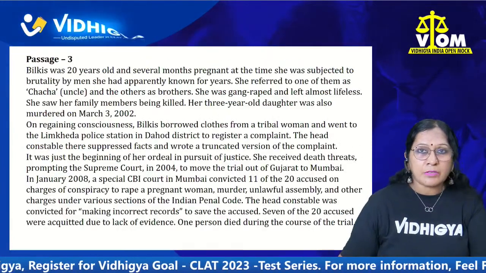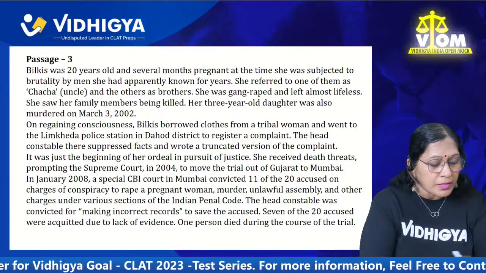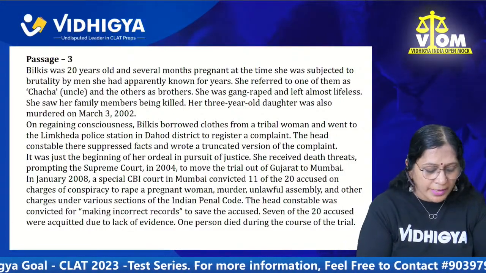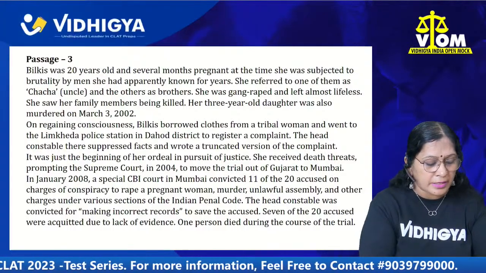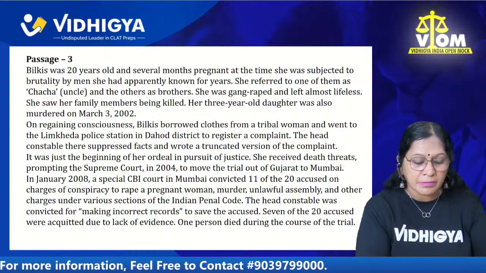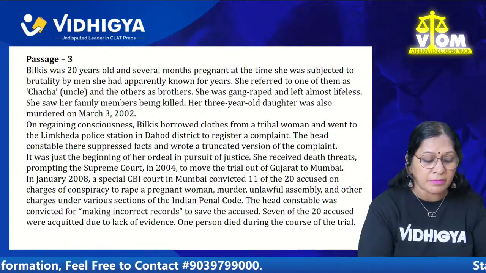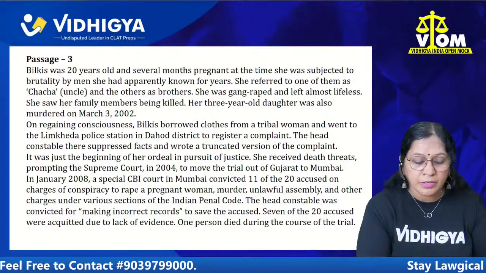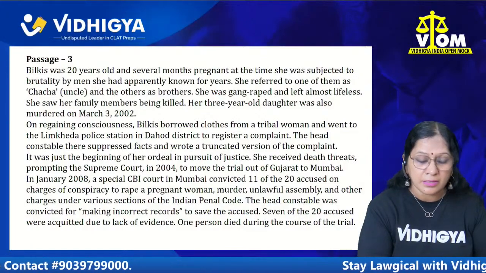Come on. Now coming to the third passage. When we see you have dates and all this, so it goes like a narrative only. So Bilqis was 20 years old and several months pregnant at the time she was subjected to brutality by men she had apparently known for years. She referred to one of them as Chacha, that is uncle, and the others as brothers.